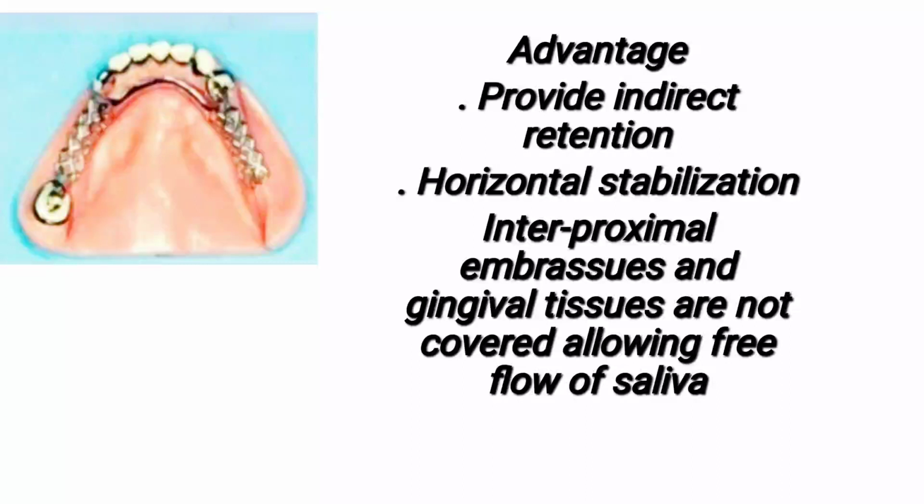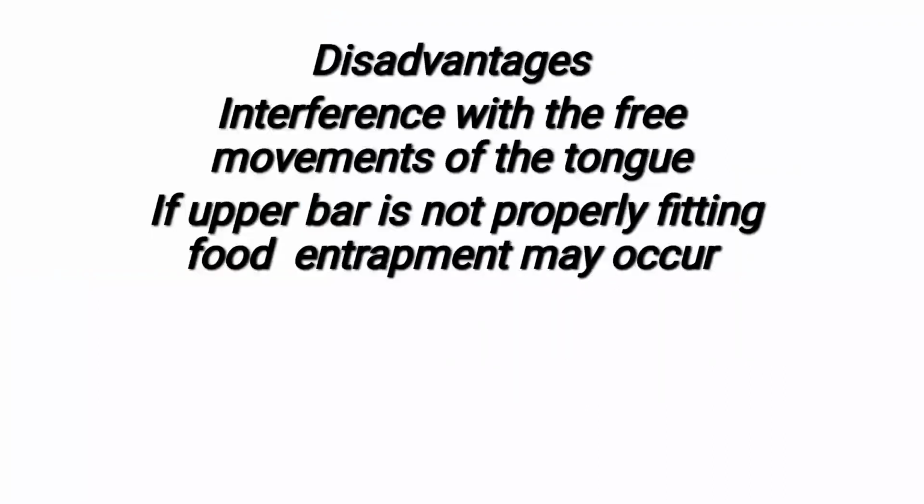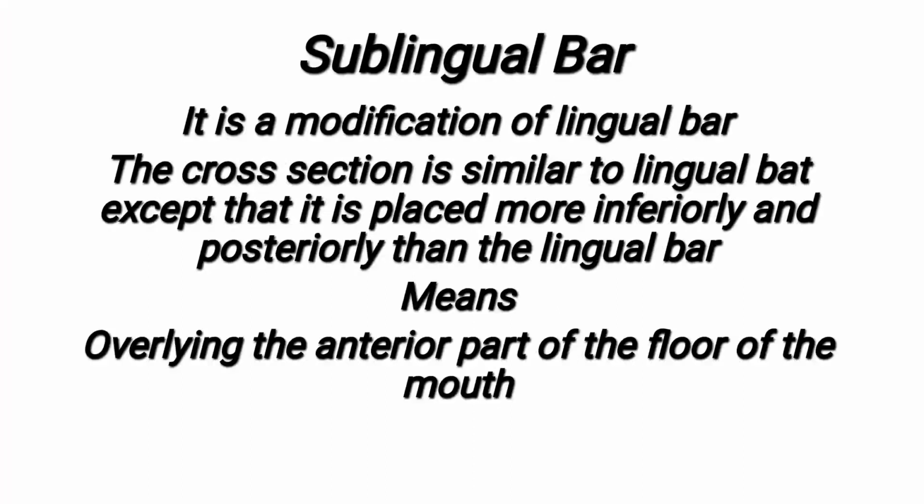What are the advantages? Provides indirect retention, horizontal stabilization, and the interproximal embrasure and gingival tissue are not covered, allowing free flow of the saliva. Disadvantage: interference with the free movement of the tongue. If the upper bar is not properly fitting, food entrapment may occur. Sublingual bar. It is a modification of the lingual bar. The cross section is similar to that of the lingual bar.